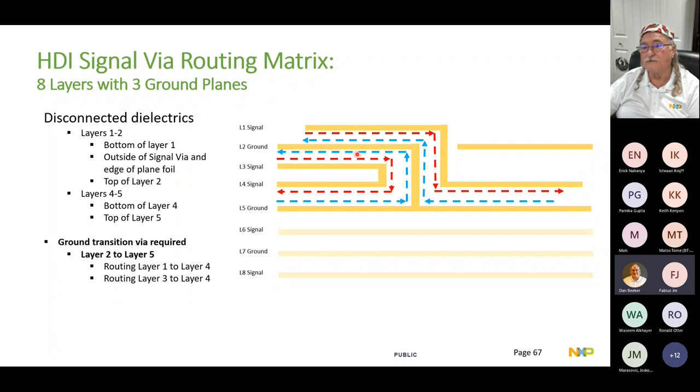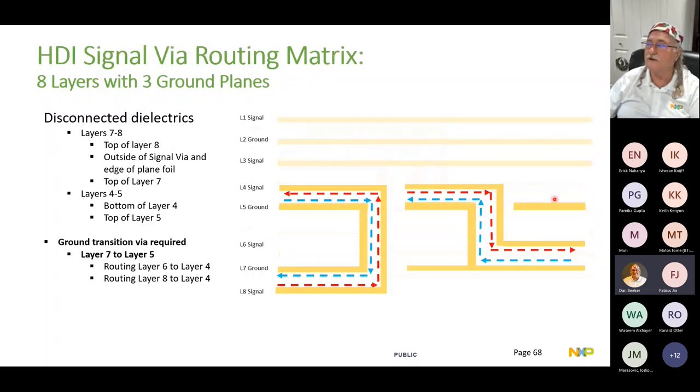Same thing when I go from 1 to 4, I still have to connect the ground on 2 to the ground on 5 so that this plumbing isn't broken. Hopefully this is starting to make sense. You got to think in 3 dimensions now. I'm not very good at drawing 3-dimensional pictures, so sorry about that.